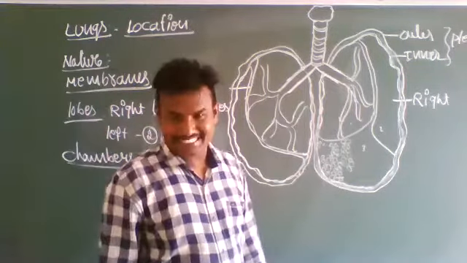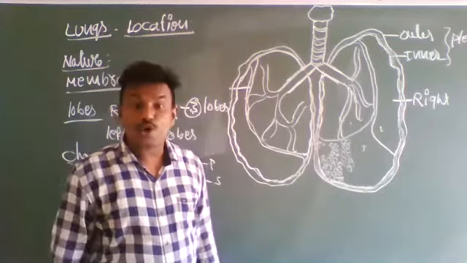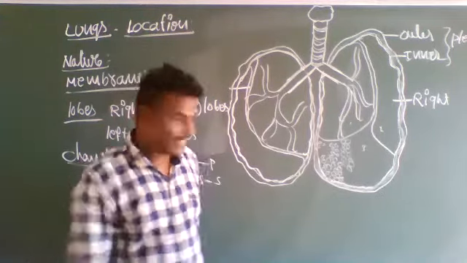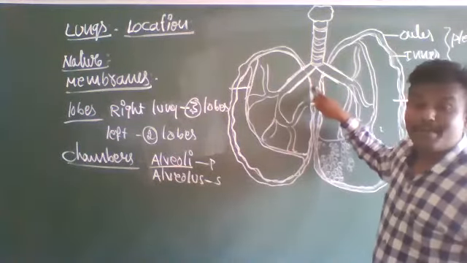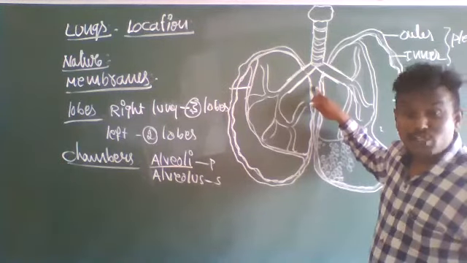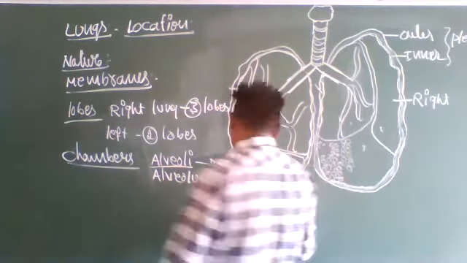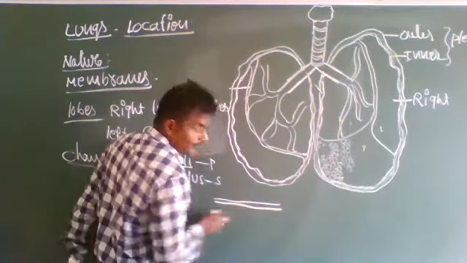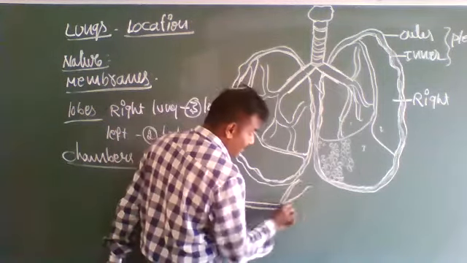Each alveolus is connected to the bronchioles and blood capillaries. From the heart, the pulmonary artery divides into several arterioles and connects to the lungs. So this is the pulmonary artery. When it is connected to the lungs, it is divided into several blood capillaries.